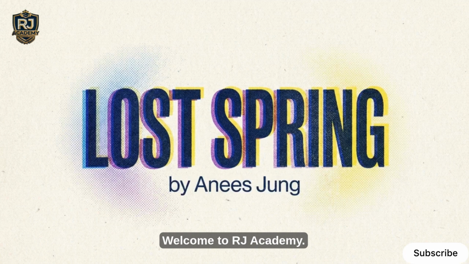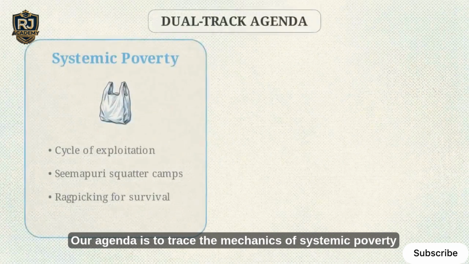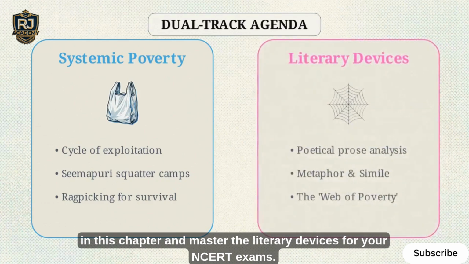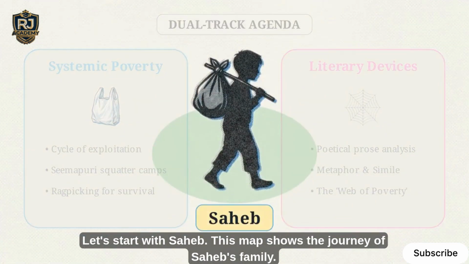Welcome to RJ Academy. Today, we are breaking down Anees Jung's Lost Spring. Our agenda is to trace the mechanics of systemic poverty in this chapter and master the literary devices for your NCERT exams. Let's start with Saheb.